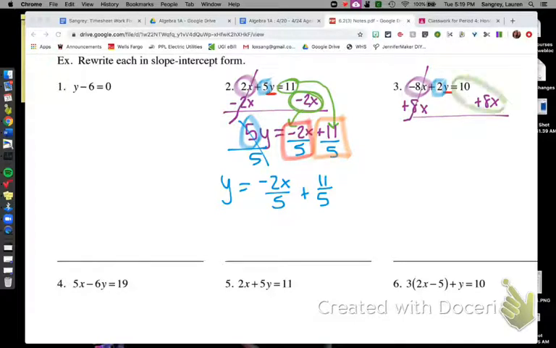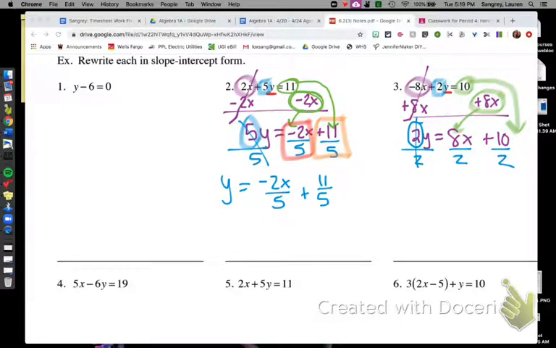Before I move on, notice in green how I separated the 10 and the 8x because they're not like terms, so I can't actually add them together. But what I'm left with is 2y equals, we usually put the term with the x first, and then the regular number, which will be the y-intercept, will come later. All right, we still have the 2 in front of the y, so we have to divide everything by 2. So here we have y equals.